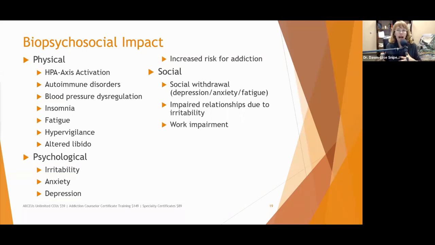When the HPA axis is persistently activated, eventually those inflammatory cytokines are just constantly there, which leads to persistent systemic inflammation, which leads to autoimmune disorders. Disruption of hormones can also affect people's ability to regulate their blood pressure. They may have insomnia, fatigue, hypervigilance, and altered libido.